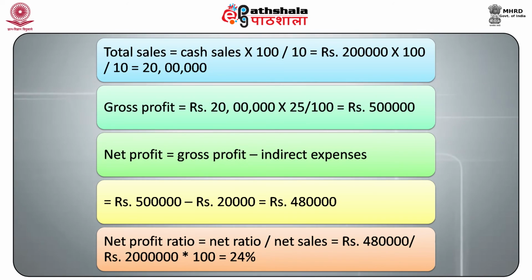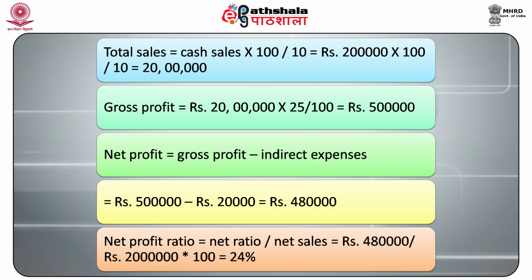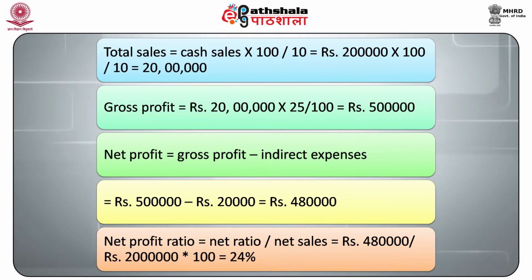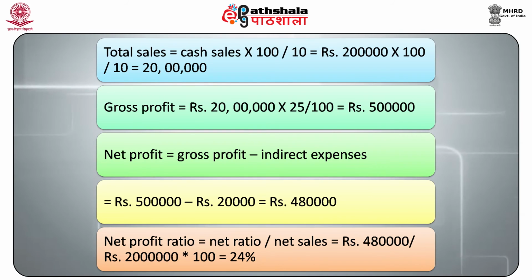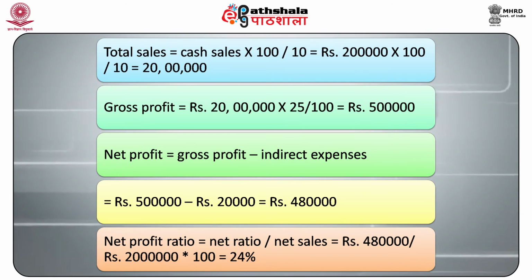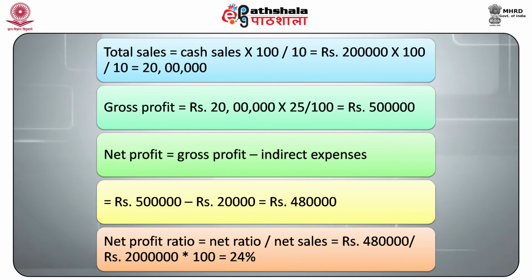Gross profit equals rupees 20 lakh into 25%, which is 25 by 100, equal to 5 lakh. Net profit equals gross profit minus indirect expenses, which is rupees 5 lakh minus 20,000, which is rupees 4 lakh 80,000. Net profit ratio is net profit divided by net sales, equal to rupees 4 lakh 80,000 divided by rupees 20 lakhs into 100, which is 24%.